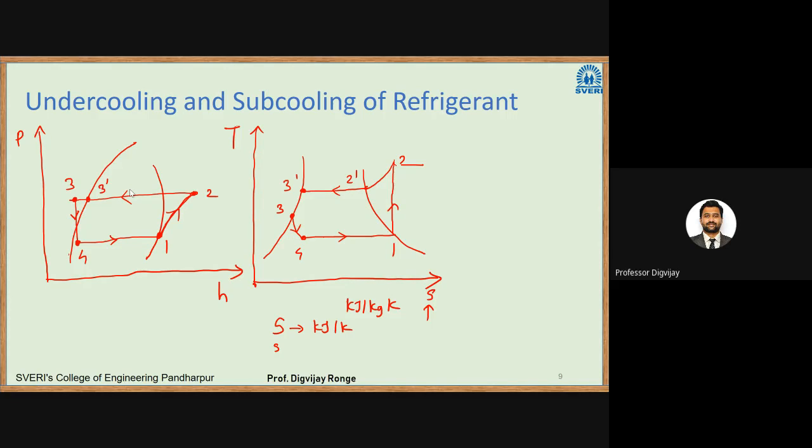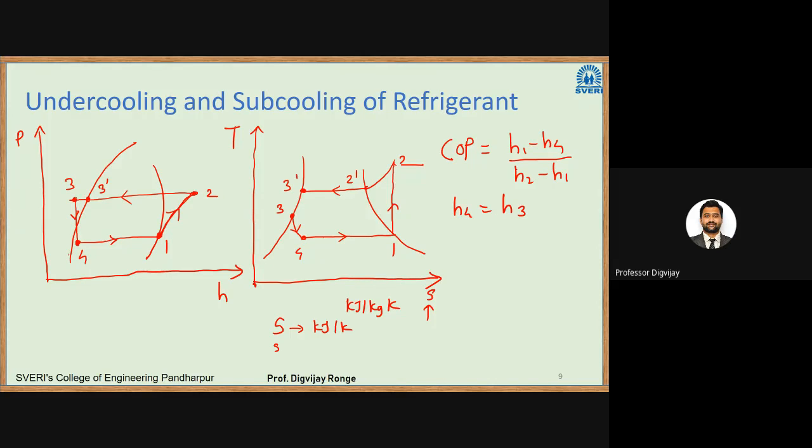Okay. So in this case also, the COP formula will be H1 minus H4 divided by H2 minus H1. And that H4 will again be equal to H3. Now in this case, I cannot take H3 as hf3 because it is not lying on the saturated liquid curve. So in this case, H4 is equal to H3.